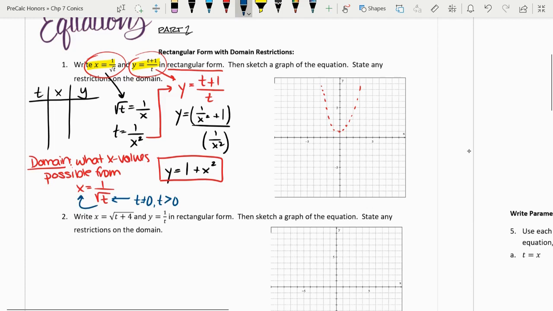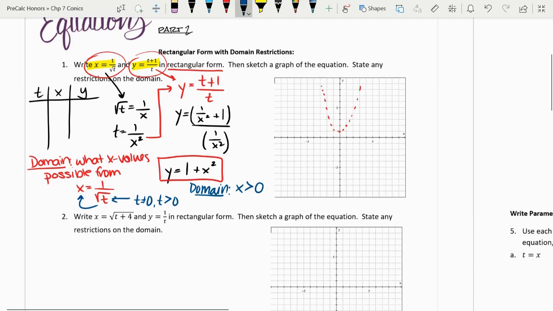In turn, that's just going to make sure essentially the same thing for x. We're only going to get positive values out, and we'll never be able to get a 0 out of that fraction. So our domain is going to be x is greater than 0.